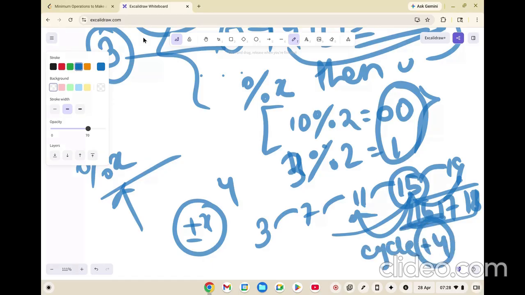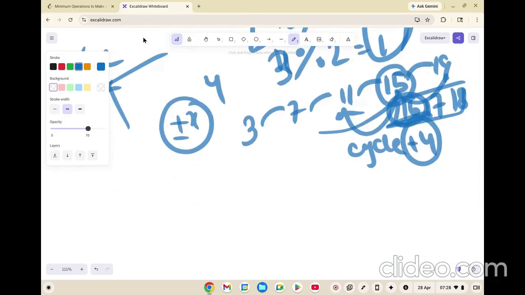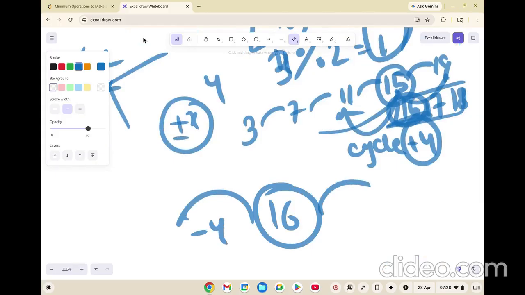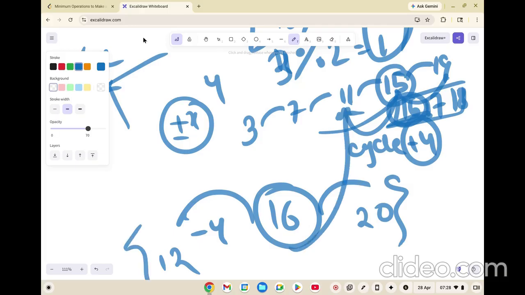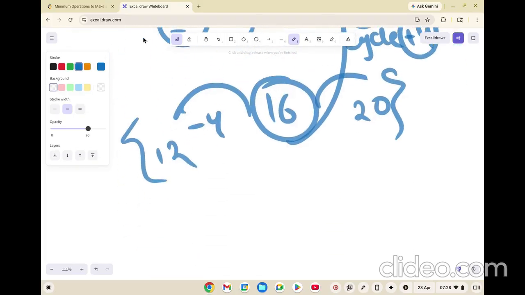So 16, on the other hand, if you had a 16 and you wanted to subtract a 4 or add a 4, then it becomes 12 and 20, and there is no other way that you can reach the point 15, right? So I hope this point is clear to you.